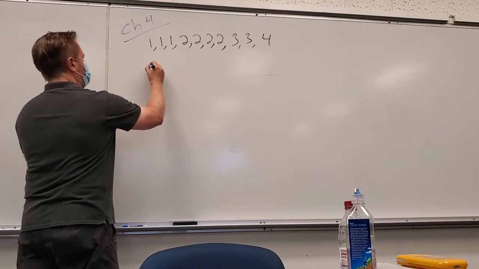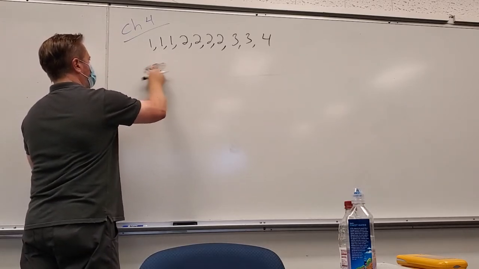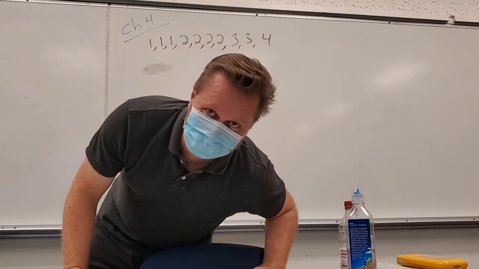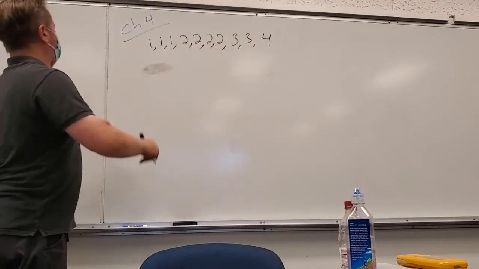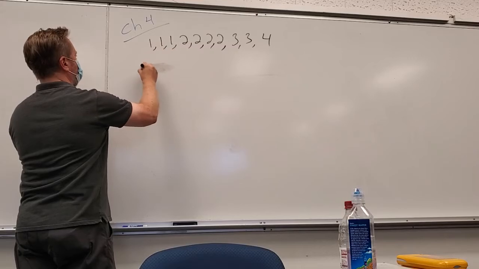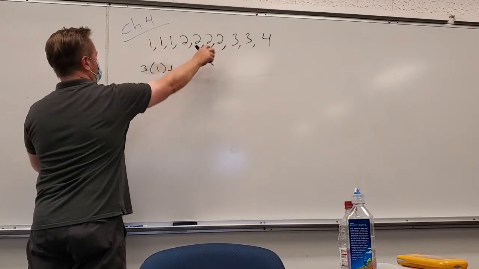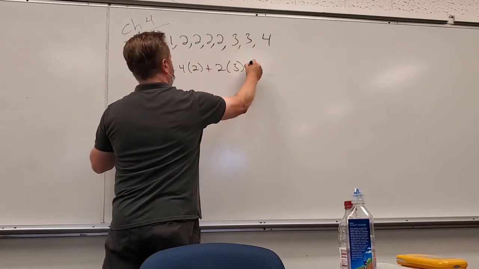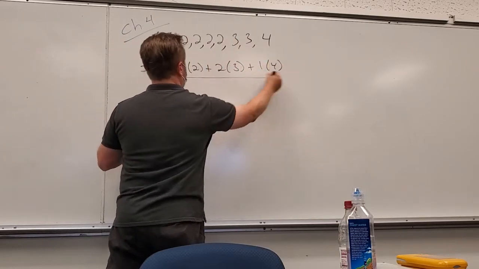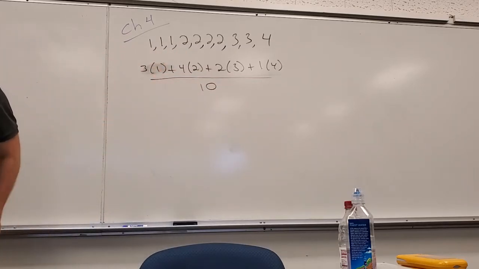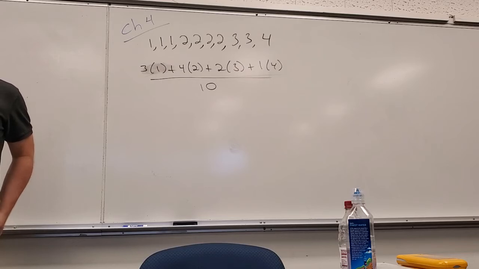What I mean is this. Let me make sure. All right. Let's try to be a little bit smarter. Here we go. 3 1s plus 4 2s plus 2 3s plus 1 4. Is everybody cool with that? Right? Divided by 10, because there's 10 of them. Yes? Okay. I like it.